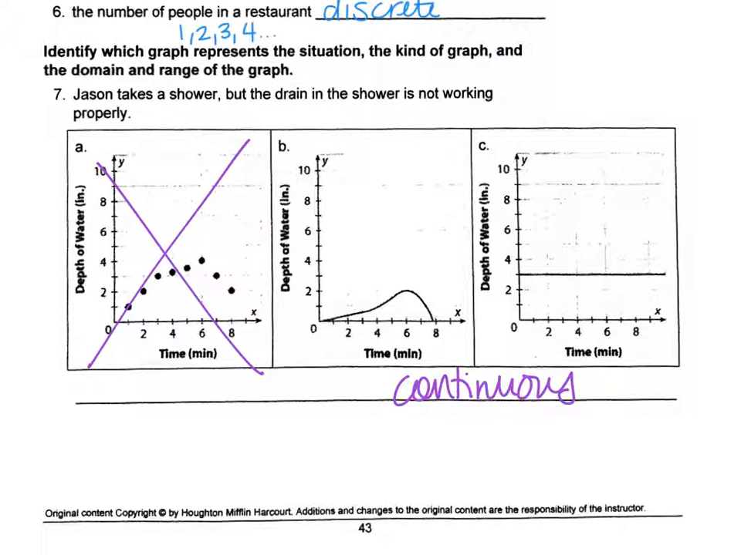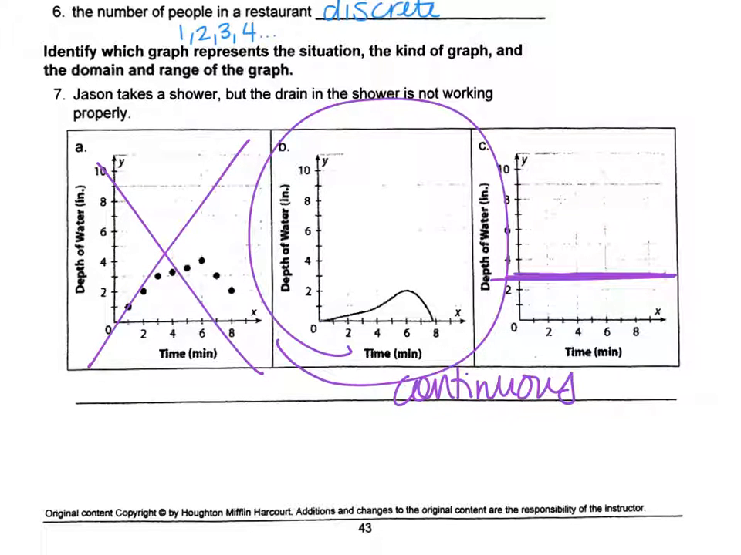And C would imply that the depth of water is 3 inches the entire time. That might be if he was taking a bath, albeit a weird bath because you need to have more than 3 inches. But that would mean that the water depth never changes. But we need the water depth to change because even if it's not draining properly, you should still start at 0 and then increase. And then this decrease would obviously be him getting out of the shower and the water starting to drain. So the correct answer for the graph would be B.